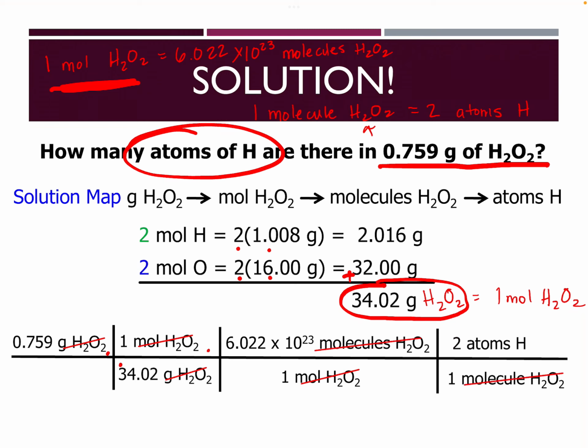Make sure your units are canceling down and to the right, and that you found what you were looking for. We were looking for atoms of hydrogen, and that's what we're ending up with. So now we can multiply all the numbers on the top, divide by the numbers on the bottom, and we'll get our answer.